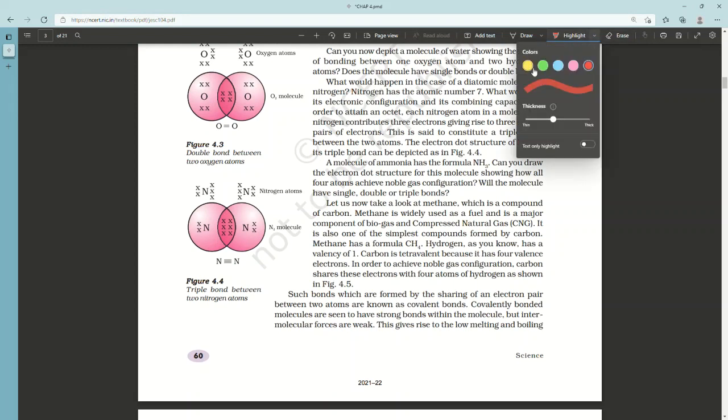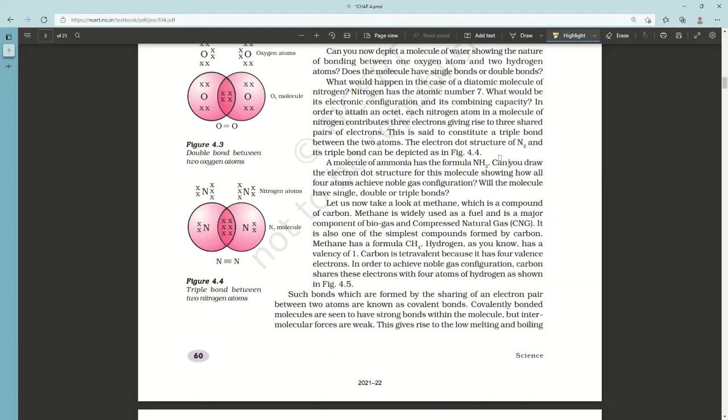Hydrogen, as you know, has a valency of 1. Carbon is tetravalent because it has 4 valence electrons. In order to achieve noble gas configuration, carbon shares these electrons with 4 atoms of hydrogen as shown in figure 4.5. Such bonds, which are formed by the sharing of an electron pair between 2 atoms, are known as covalent bonds.